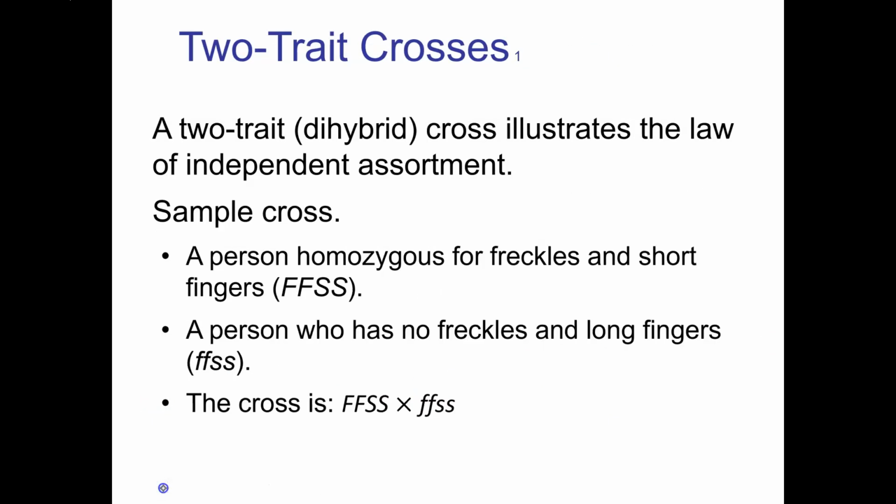So let's look at a two-trait cross. A two-trait cross is also known as a dihybrid cross, and it actually will illustrate the law of independent assortment. So we're going to look at freckles and short fingers. So again, I'm going to write up here my toolbox. I'm going to change it to blue. I just kind of like blue better. Okay. Big F, freckles, is dominant to no freckles.